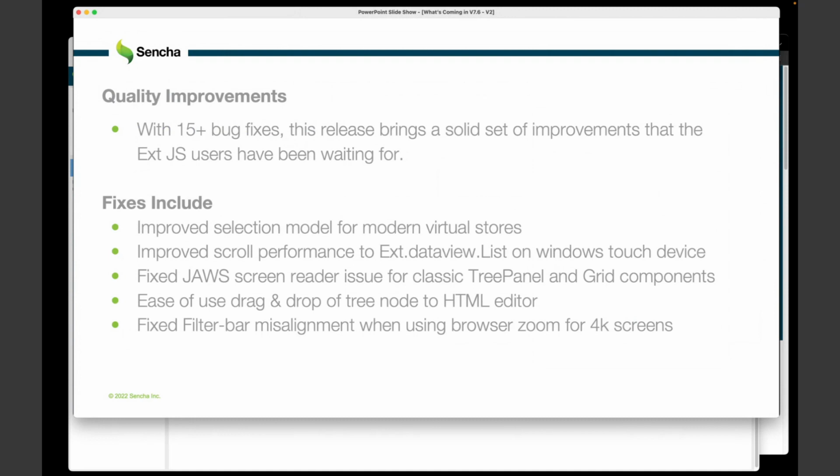Some drag and drop issues in the HTML editor when people would drag and drop from a tree node. Fixed that one. And there were some drawing misalignment issues, some aesthetic issues with the filter bar when we were displaying an Ext JS application on 4K screens. As technology improves, as we get better and better monitors, as operating systems improve, we are addressing the issues that come up because of those new releases.